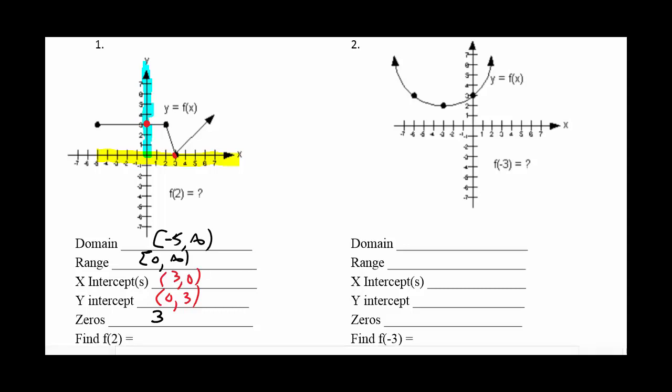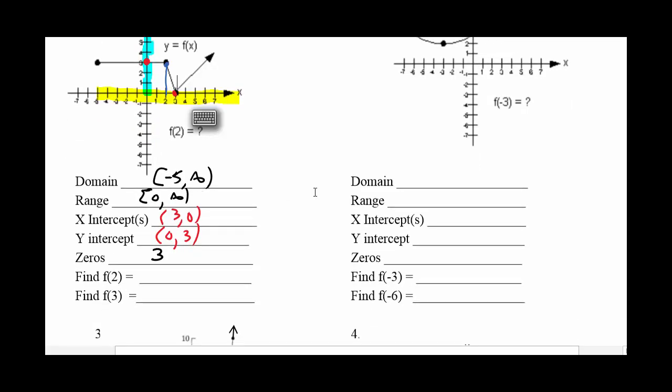f of 2, so I want to go here to 2 and go up and look at that ordered pair, and that looks like it's 2, 3. Then f of 3, we actually have addressed already, that would be 0. So when x is 3, what is y? So we get that.